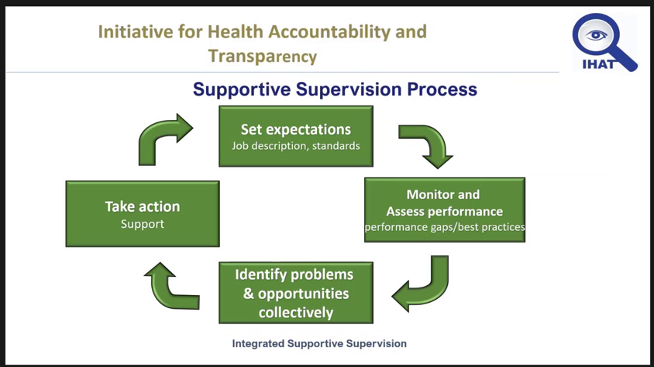Now let's look at the process for supportive supervision. The first phase of this process is where you have to set expectations, give job descriptions, and set standards. And then the second phase is the monitoring and assessment of performance, where performance gaps are identified and best practices are involved. After the phase, you go on to identifying problems and opportunities faced collectively. And then you can take action and offer support in areas that have issues with improvement.